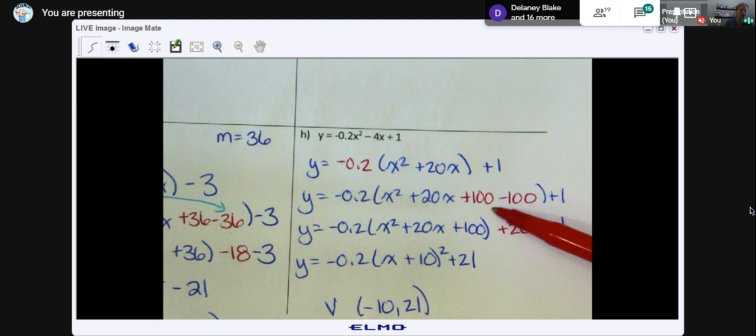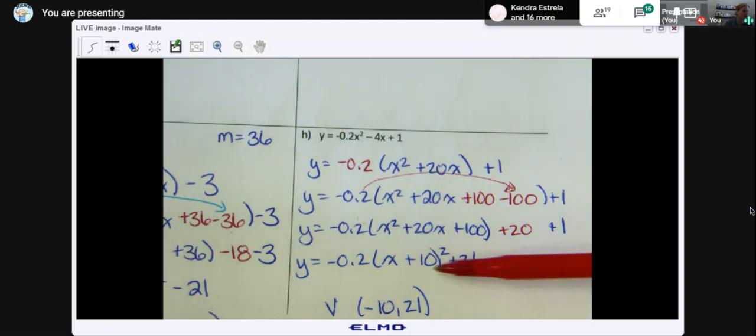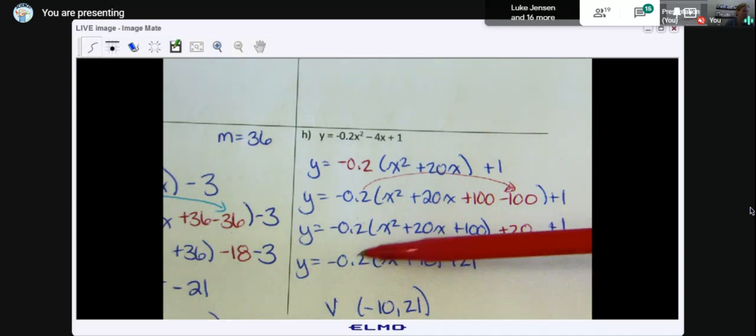I then multiplied my a value times that negative m value to bump it outside the brackets. Negative 0.2 times negative 100 gives me positive 20. I factor the perfect square by saying x plus b over 2. That gives me y equals negative 0.2 bracket x plus 10 close bracket squared plus 21. My vertex is at negative 10 and 21.